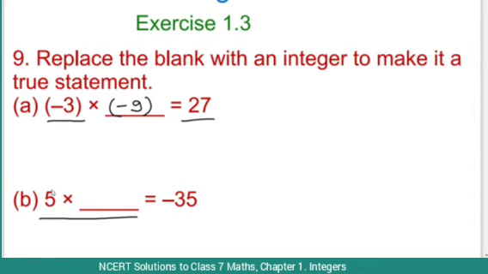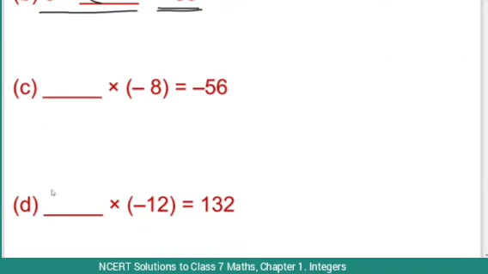B, 5 into dash is equal to -35. 5 into -7 is equal to -35. C, dash into -8 is -56. 7 into -8 is -56. D, -12 into dash is 132. So -11 into -12 is 132.